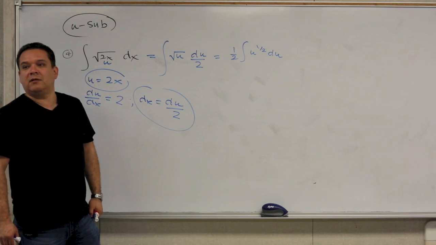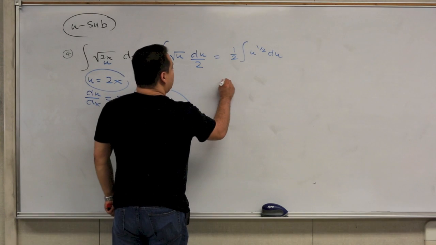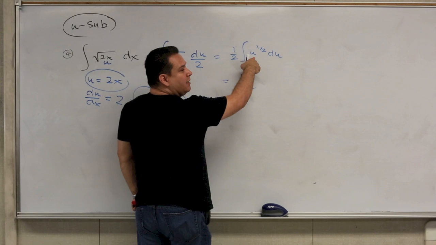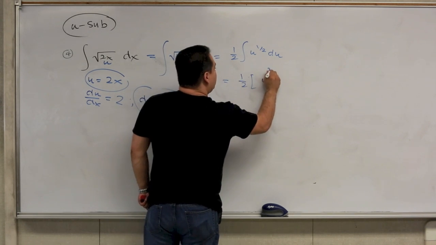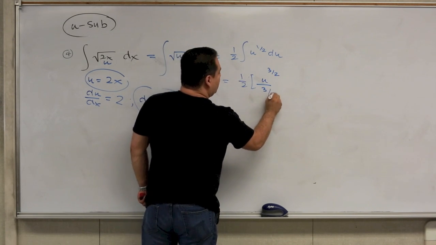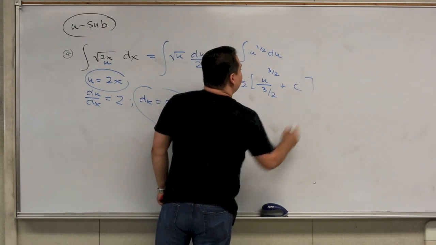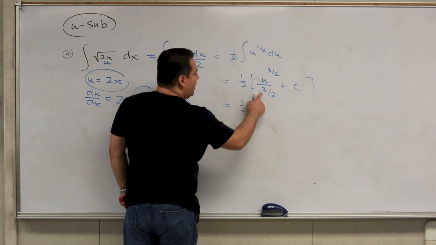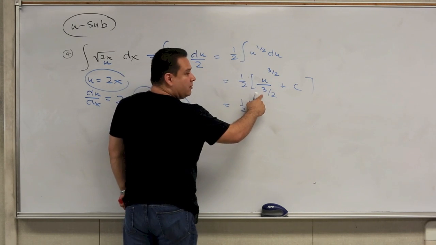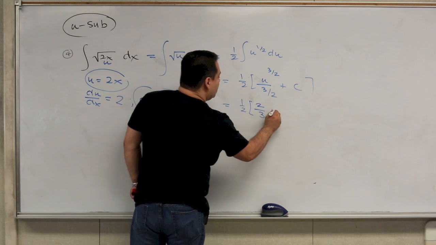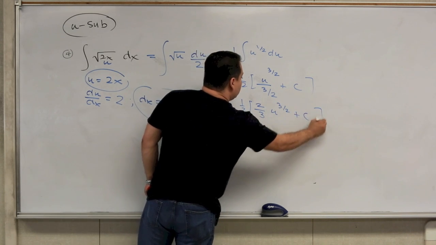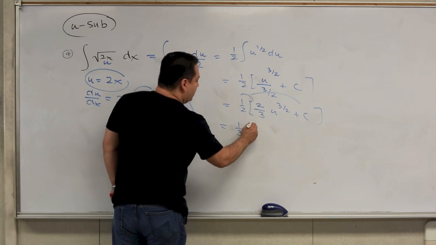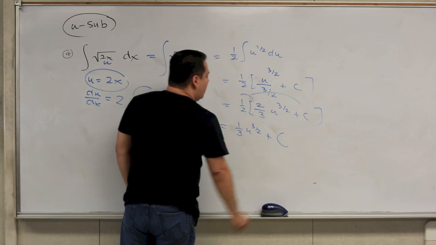What do you guys get now with this? Now apply your power rule. What is the antiderivative of u to the 1/2? So u to the 3/2 divided by 3/2 plus c. Now this is 1/2 again, and if I take a whole number divided by a fraction, that'll be 2/3 u to the 3/2 plus your c. Use your distributive property. 1/3 u to the 3/2 plus, again, our constant.